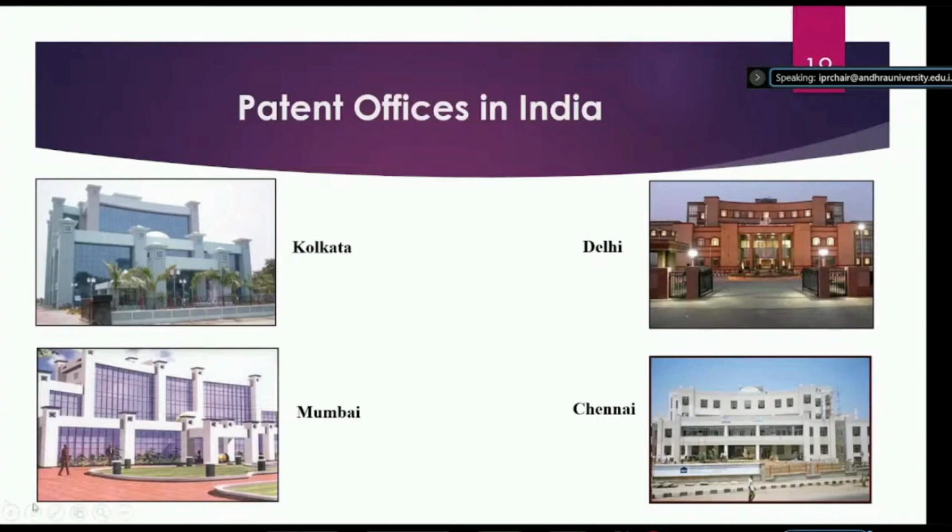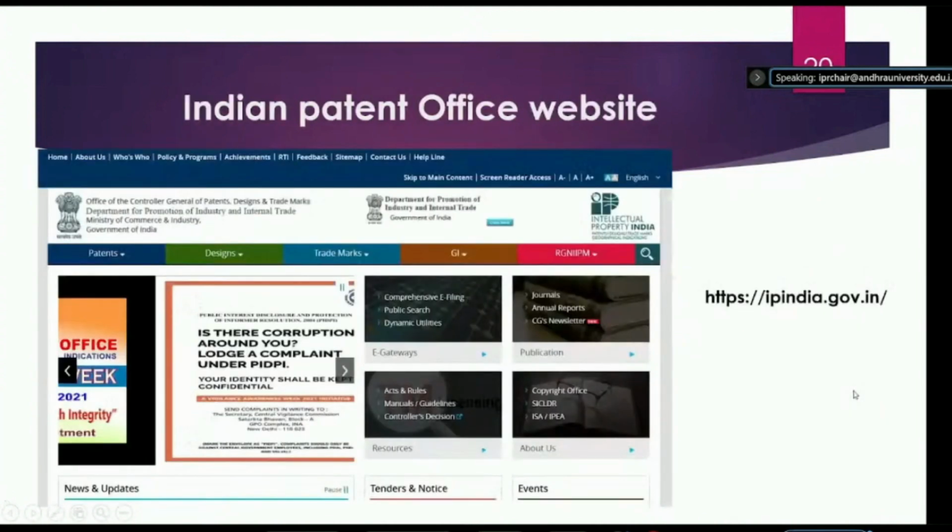Okay, this is the Indian Patent Office website. This is the link for the website. So if you are interested, you can just go and see it. On your screen, you can see the annual reports, just under the RGNIIPM. Those annual reports are released by the patent office.